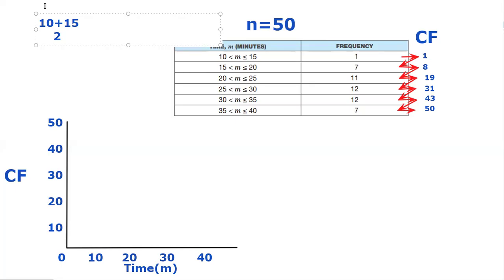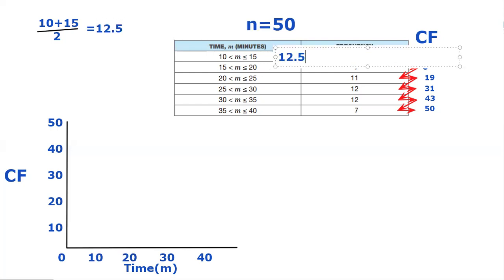So here, let me cover this. So 10 plus 15, and then divide by 2. Let me put this here. 10 plus 15 is 25. Good. Divided by 2. So 25 divided by 2 is going to be 12.5. So the first midpoint is 12.5. I'm going to write it here. So 12.5. Now let's make it smaller so I have space for the others.